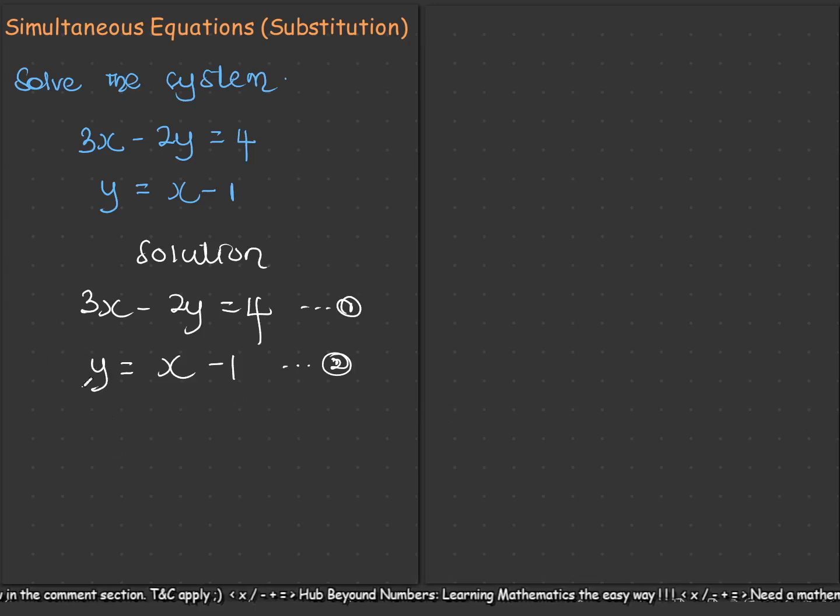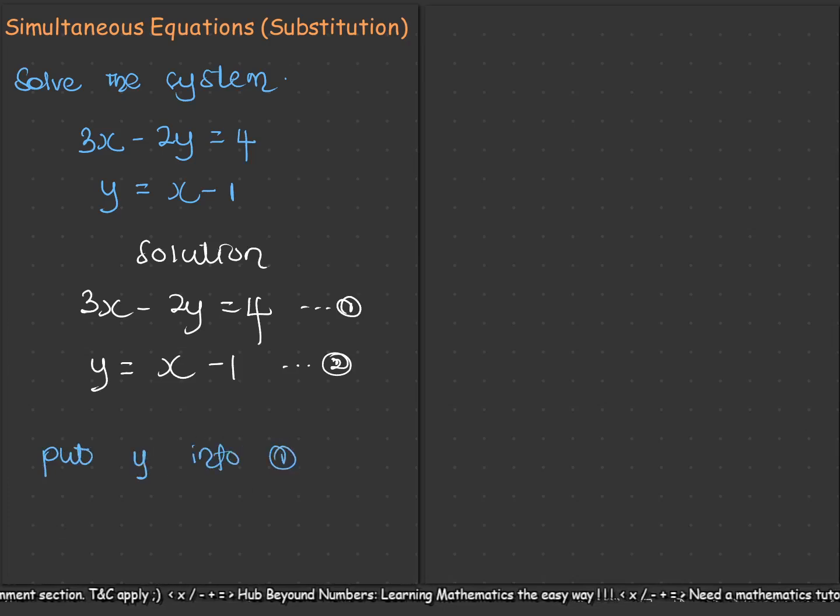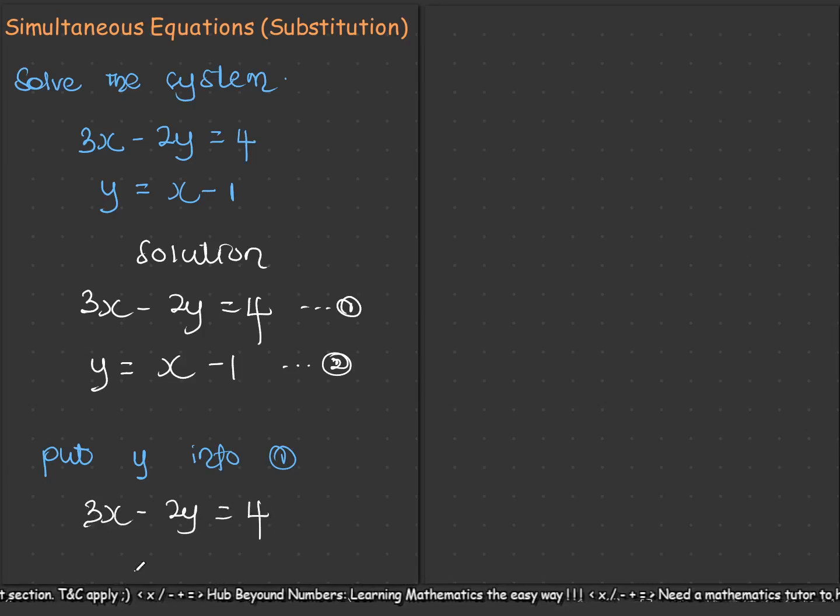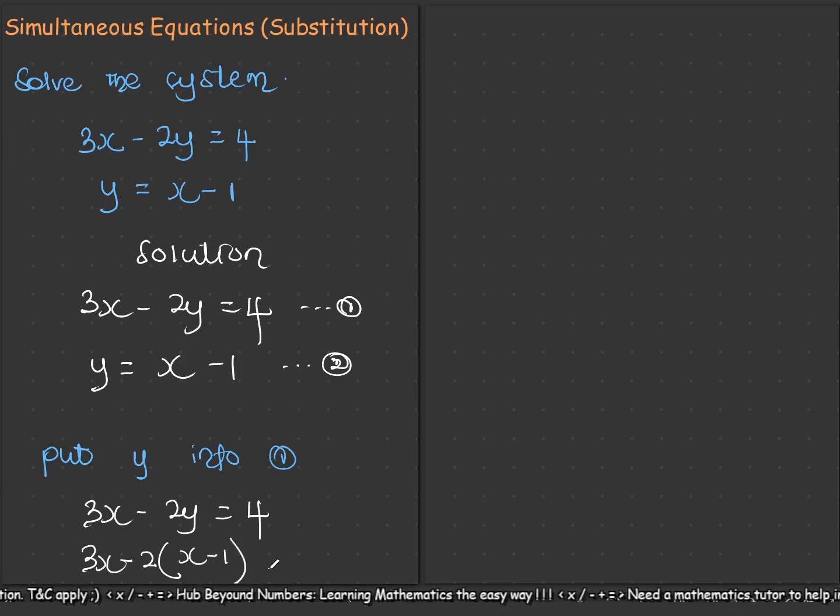Looking at equation 2, y has already been made the subject. So if y has been made the subject, then all we need to do is to substitute y in equation 1. So we'll do that by saying put y into equation 1. And how do we do that? We know equation 1 was 3x minus 2y equals 4. Hence, instead of this y here, we write 3x minus 2 into bracket, and instead of the y, we have x minus 1. That is this y here, you see. Then it's equal to 4.